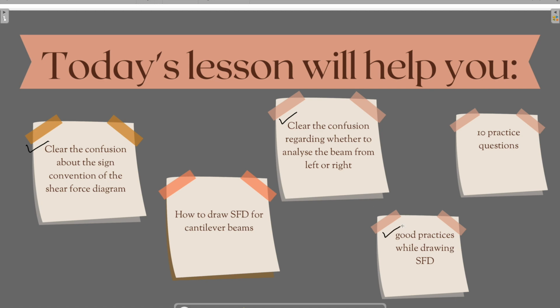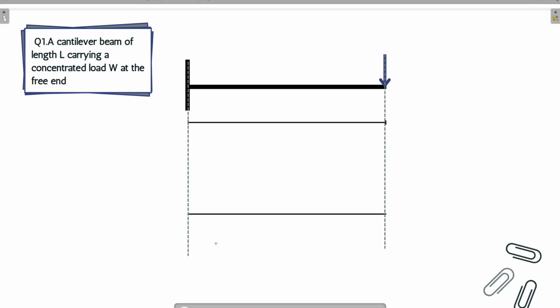Now, in this lesson, we are going to learn how to draw a shear force diagram for cantilever beams with the shortcut method. In this lecture we are not going for the conventional method because it is already available in most of the books. We are going for the shortcut method. This will help you to analyze the beam quickly for the competitive examinations. Now let's start with the first question.